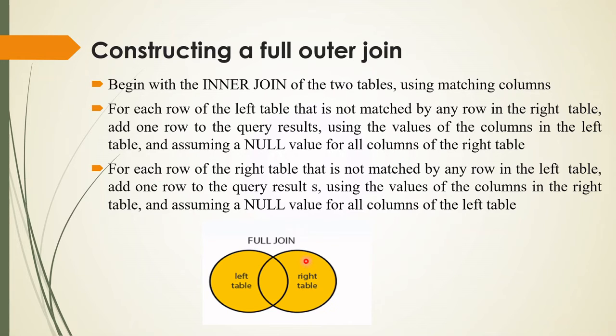For each row of the right table that is not matched by any row in the left table, and vice versa, with the right table we are comparing with the left table, and if an unmatch occurs, then also it will be provided in the output. Add one row to the query result using the values of the columns in the right table and assuming a null value for all columns of the left table. So this is the diagram of the full join. We compare the left table with the right table. If an unmatch occurs, then also we write this row in the output. We compare the right table with the left table, and if any unmatch occurs, then also we write this row in the output. So this is the full outer join.